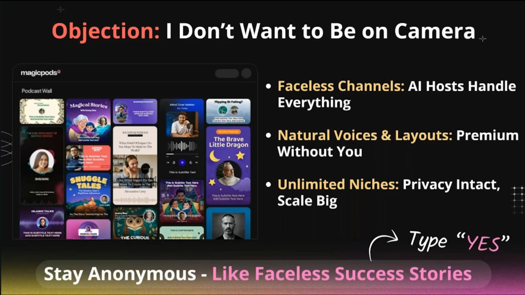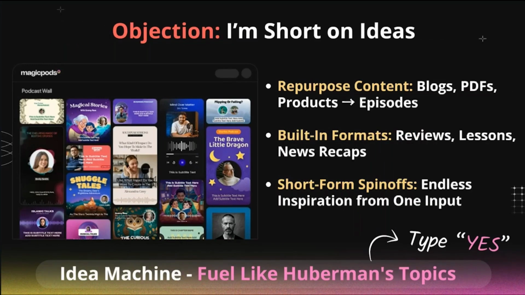Okay, so another objection that I've seen many people have: I'm short on ideas. I don't know what to podcast about, okay? I don't know what podcast I should be creating. Well, you don't have to worry about that because with MagicPods AI, you get the idea machine, fuel like Huberman's topics, okay? You can even start a science podcast. Repurpose content, your blogs, your PDFs, your products, your affiliate reviews. Turn them into podcast episodes and publish them online, and you'll see the traffic spike immediately.